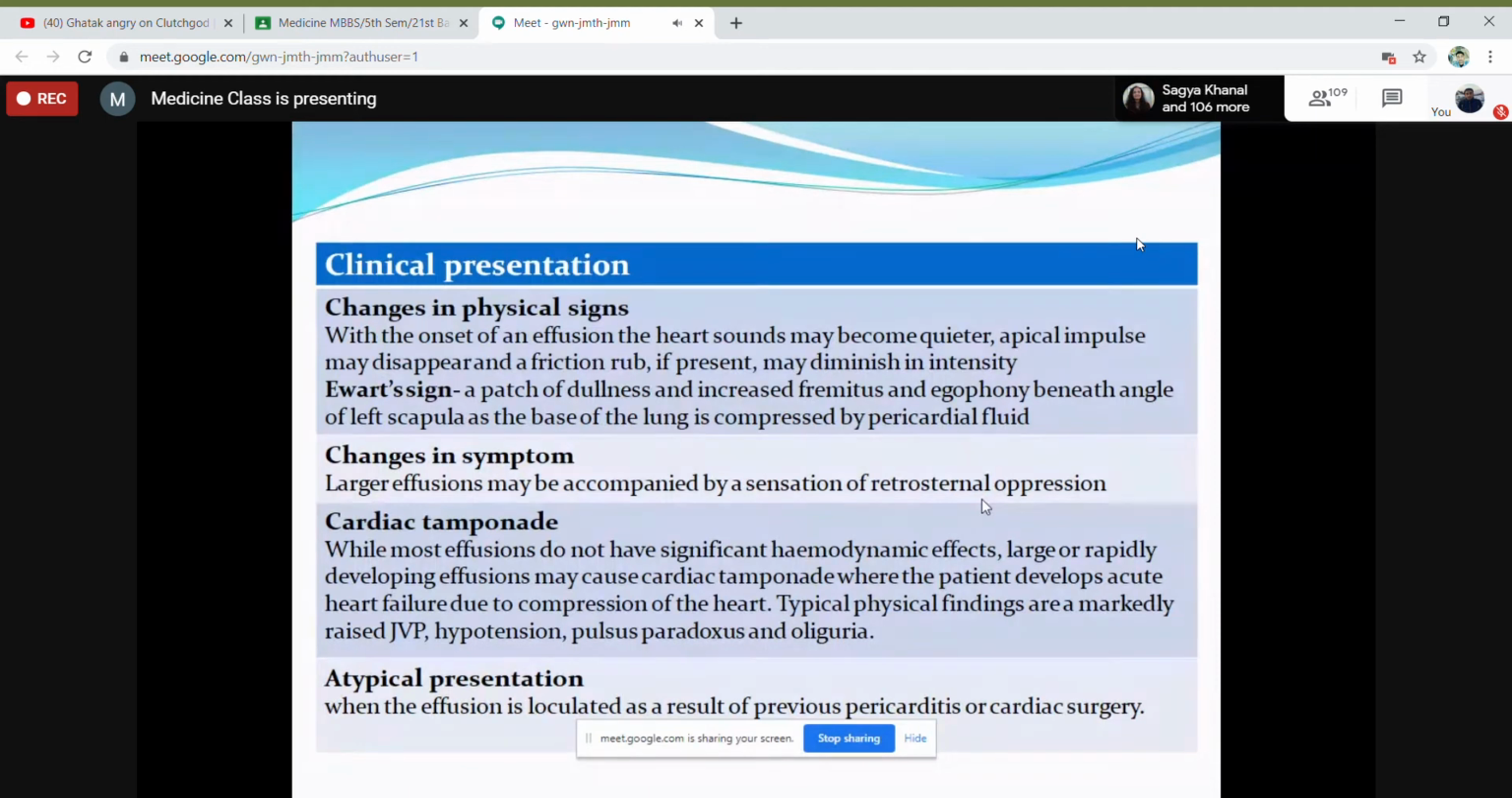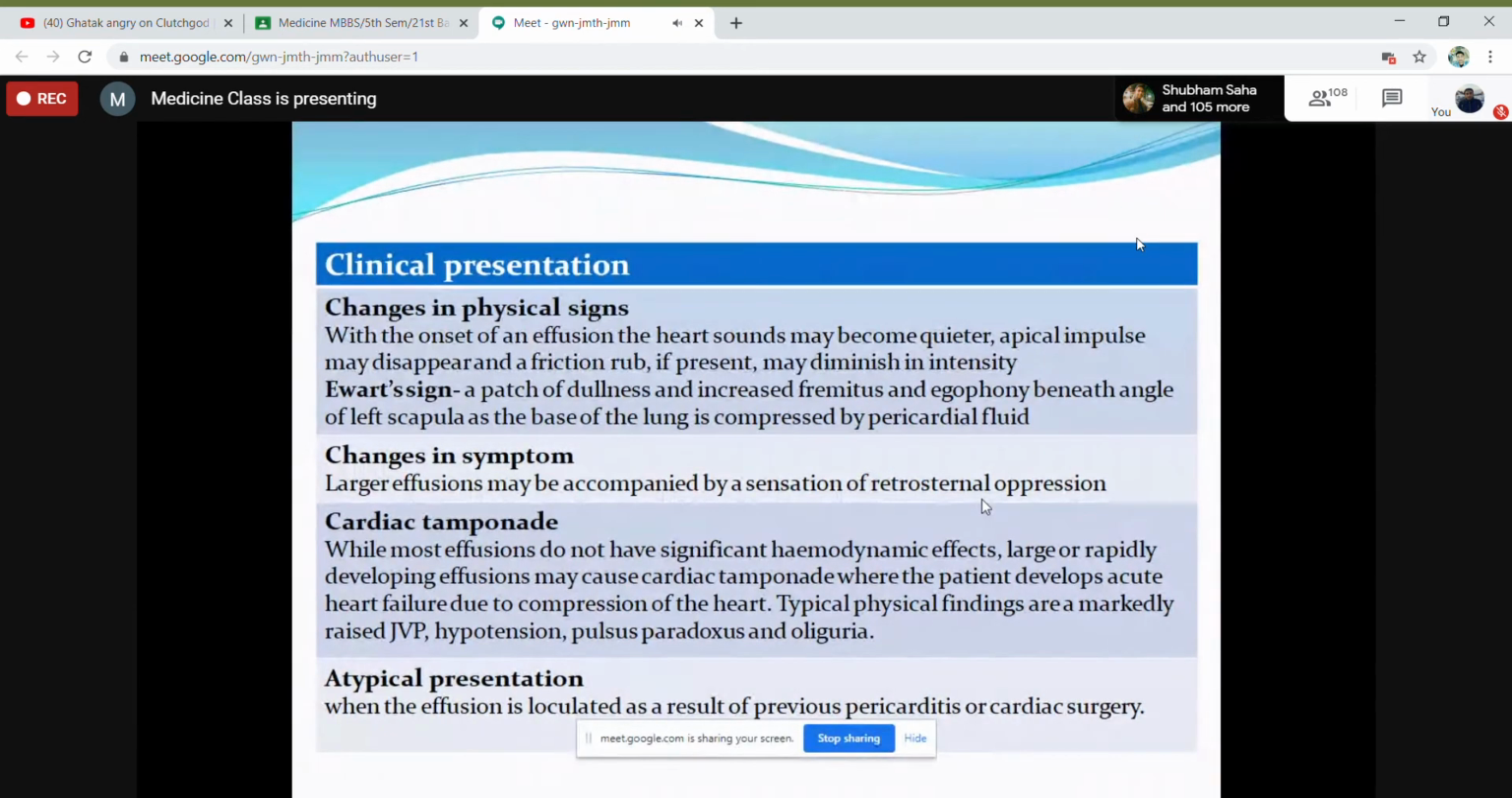Okay, so what will be the clinical presentation if the patient develops pericardial effusion? All the features that the patient has when a patient has acute pericarditis will be there in these patients as well. But there will be some changes in the physical signs as well. So what are the physical signs whenever a patient of acute pericarditis develops pericardial effusion?